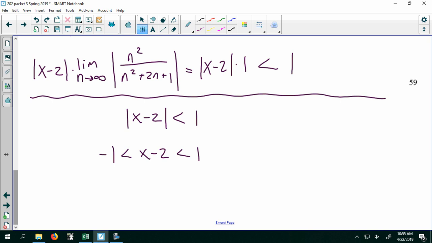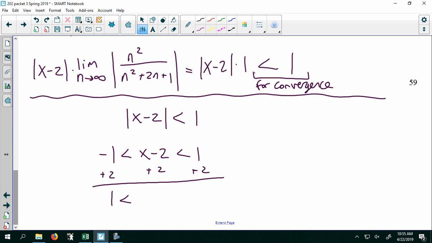We are saying that for convergence, this has to be less than 1. It's not necessarily always less than 1. We're just saying, to get convergence, we need that ratio to be less than 1. So I'm going to solve what x values give me a ratio less than 1. Now I just add 2 to all 3 sides of this equation, so we get 1 is less than x is less than 3.